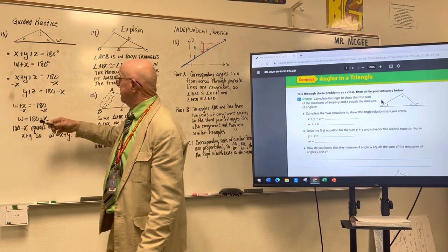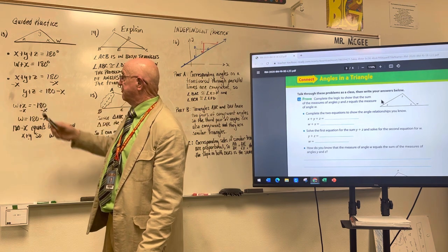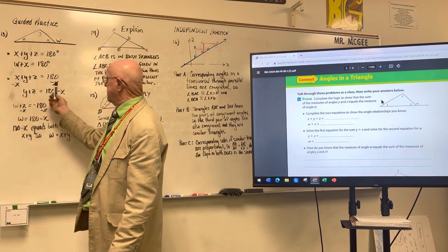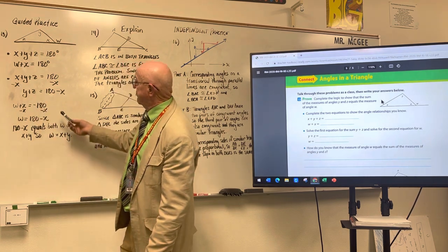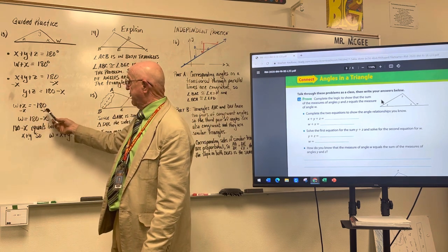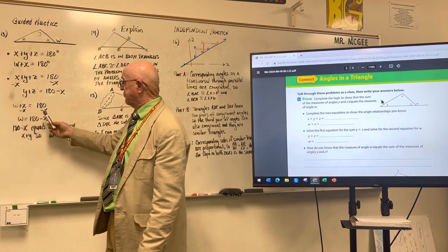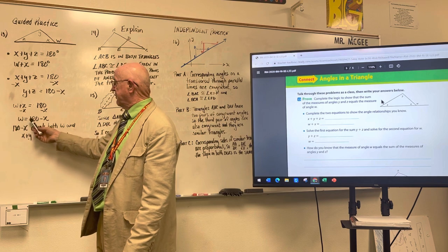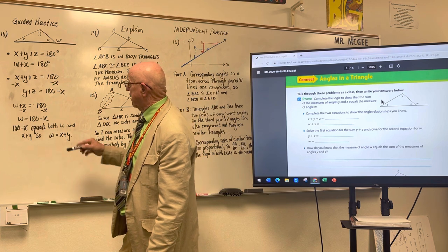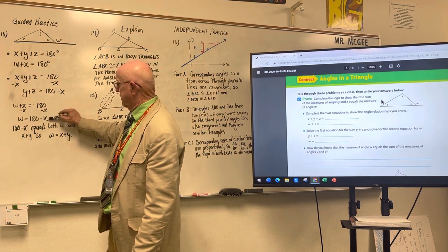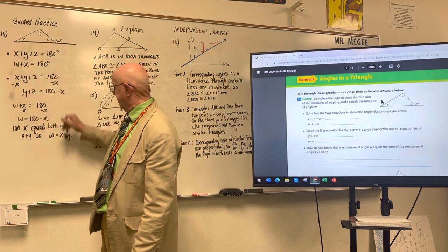So we're going to solve this equation for y plus z. I subtract x from both sides, and I get y plus z is equal to 180 minus x. This other equation, w plus x equals 180, we're going to do the same thing. We're going to subtract x from both sides, and we end up with w is equal to 180 minus x. In both of these situations, 180 minus x is equal to both w and y plus z.